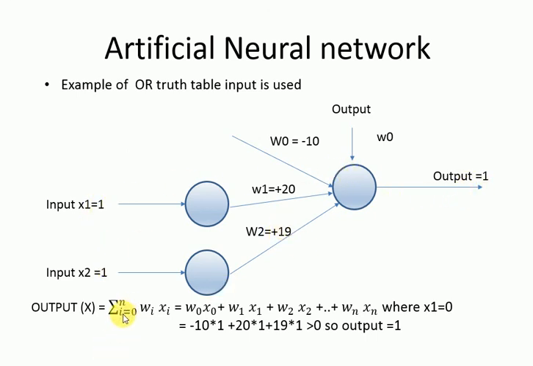So sigma i equals 0 to n of wi into xi will be W0 into X0, where X0 is equal to 1, plus W1 into X1 plus W2 into X2 up to Wn into Xn. Calculating this, the sigma of wi into xi is equal to 1. So the output is 1.